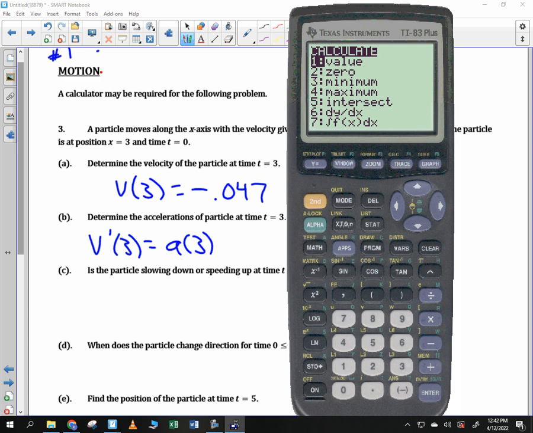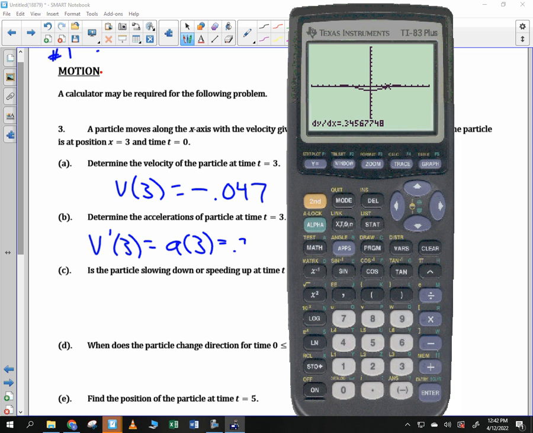So I can calculate number 6. I type in 3, and I get 0.345. That's the acceleration.